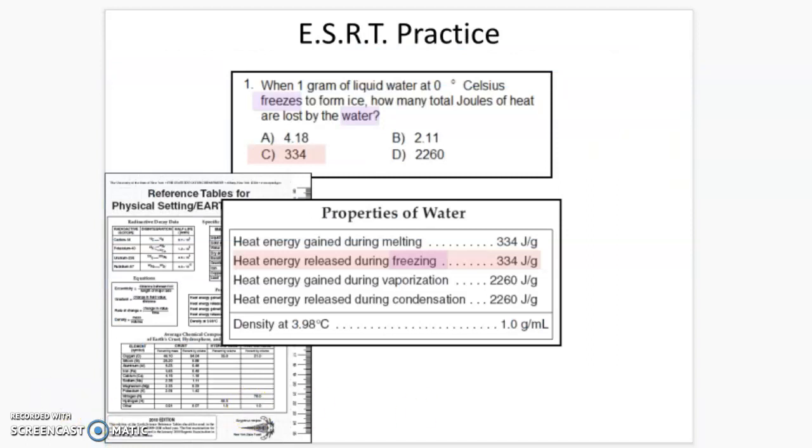Okay, a little bit of practice. Now, I know I already gave you the answers here, but this is just to demonstrate what it is that we're doing. The first one: when 1 gram of liquid water at 0 degrees Celsius freezes to form ice, how many joules of heat are lost by the water? You'd go to the front of your reference table and find the word freezing. So there's freeze, and we've matched those. It says 1 gram of water, so we don't need to multiply anything. It asks how much is lost, and in this case, lost and released mean the same thing. So we're talking about 334.